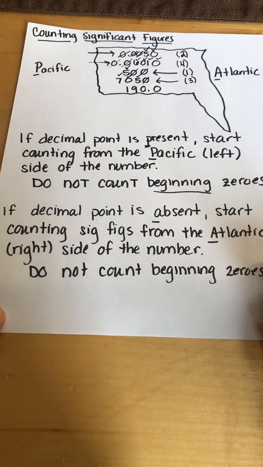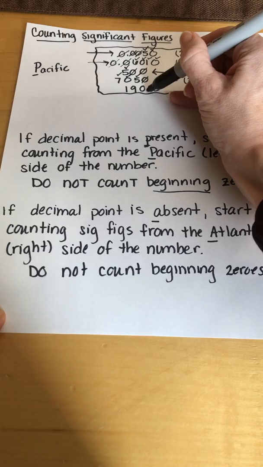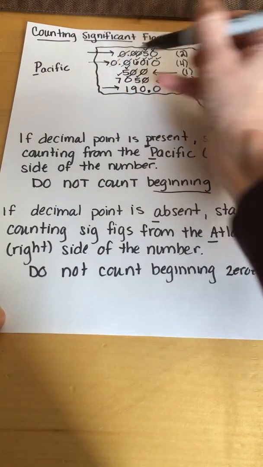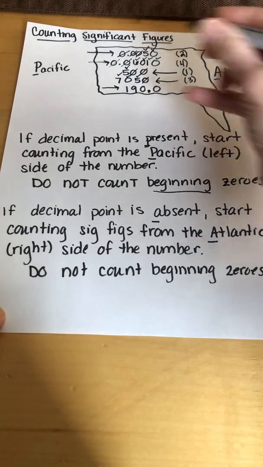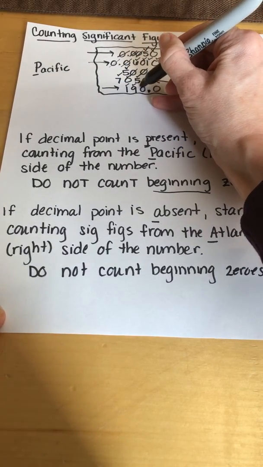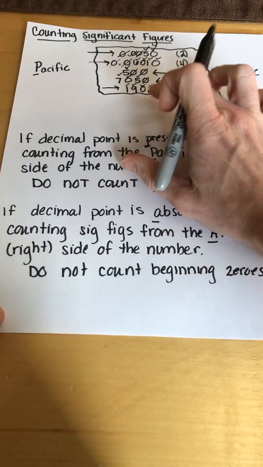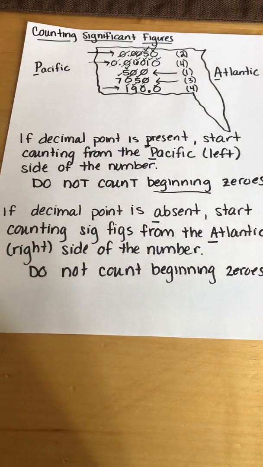And then my final example, this number does have a decimal point present, so I will start counting from the Pacific side of the number. There are no beginning zeros, so I'm just going to start counting, and then I count everything I see. So there's 4. The only thing I would caution you is some students see a decimal point and they treat it like a period, like in a sentence, and they want to stop counting. Don't do that. Just ignore the decimal point and count everything that you see as soon as you start counting. So don't treat that decimal point like a period telling you to stop, because that's not the case. So hopefully this helps.